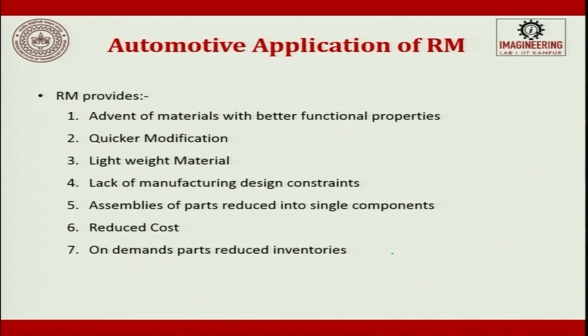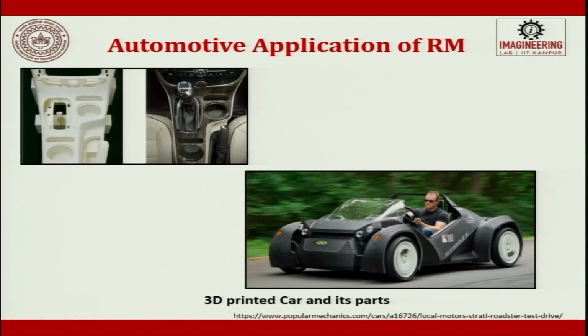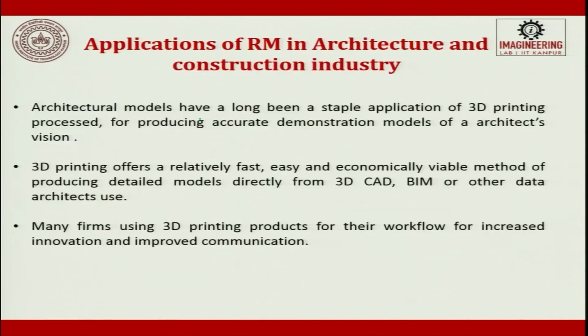So, automobile applications: advent of materials with better functional properties, quicker modification, lightweight material, lack of manufacturing design constraints, assemblies of parts reduced into a single component, reduced cost, and on demand parts reduce the inventory. These are some of the applications which are now enjoyed in the automotive industry as part of rapid manufacturing. So, a 3D printed car and its parts, a complete car, which is rapid manufactured towards customization. So, this entire thing shows that.